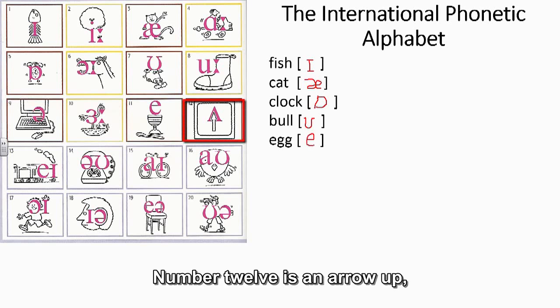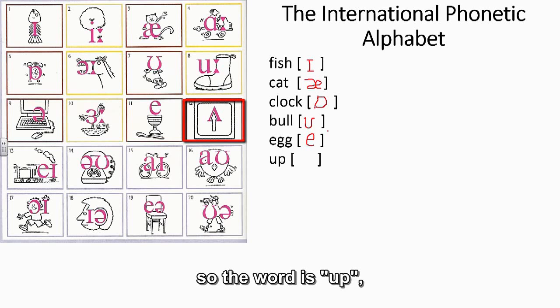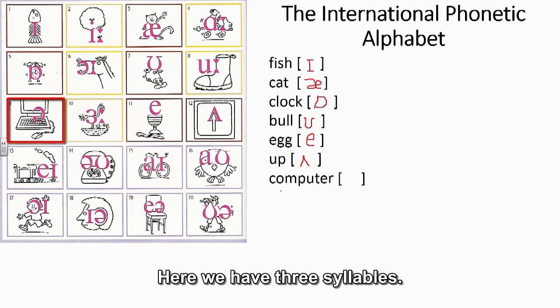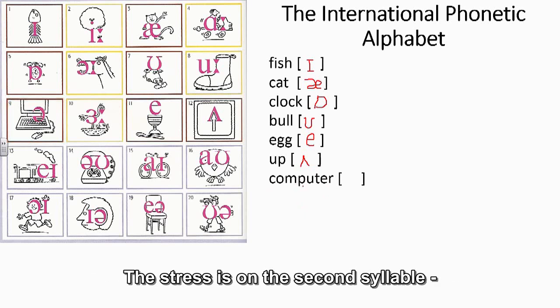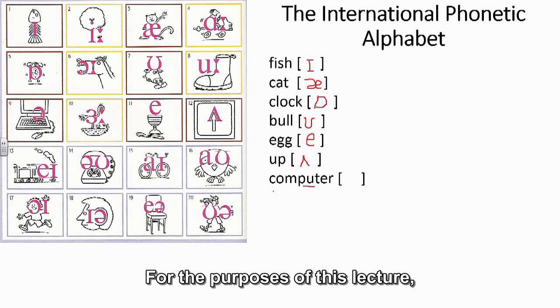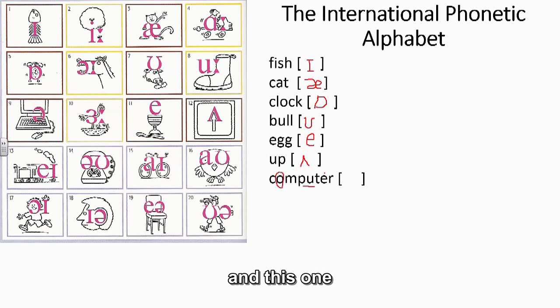Number 12 is an arrow up. So the word is up. The sound is A. The last short sound is in the word computer. Here we have 3 syllables. The stress is on the second syllable, computer. For the purposes of this lecture, number 1, this one, and this one are very important. Here we pronounce the schwa sound.